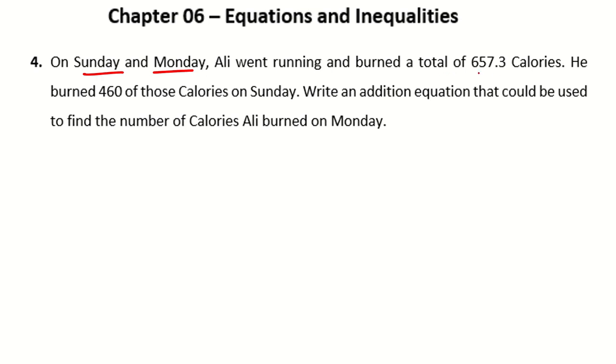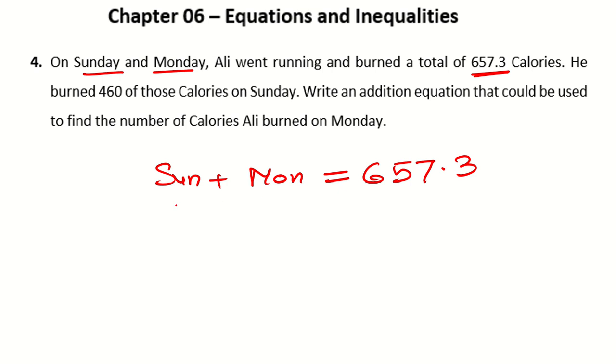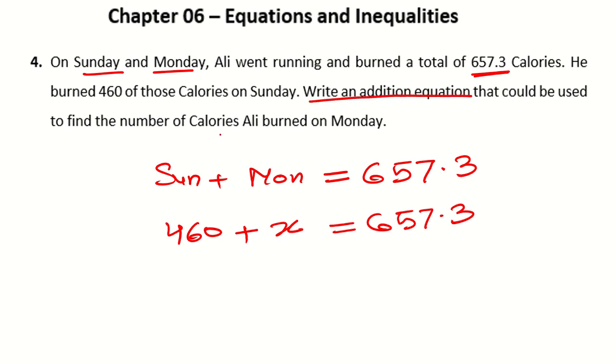Now the next is, two things are there, Sunday and Monday. Ali went running and burned a total of 657.3 calories. He burned 460 on Sunday. Now you see, two things are there, Sunday and Monday. In total, these two, he burned 657.3 calories. On Sunday how much did he burn? 460. And then Monday, we don't know, so take it as x. 460 plus x is equal to 657.3. This is the addition equation. They say write an addition equation, they did not ask to solve this, but we'll do it just for practice.